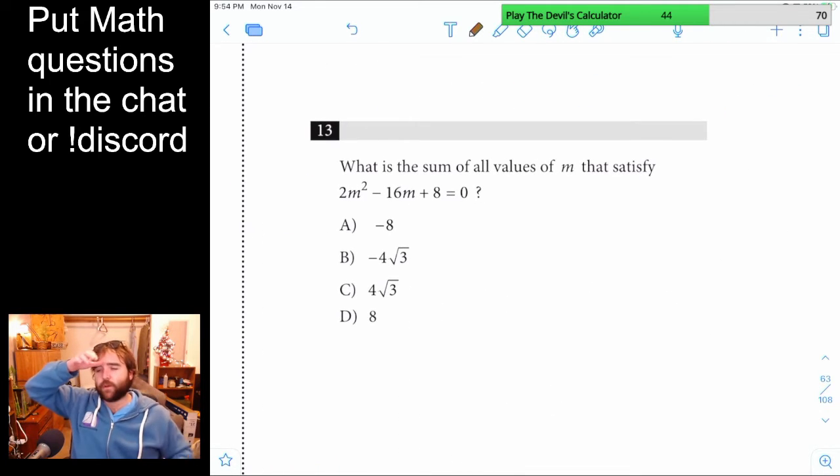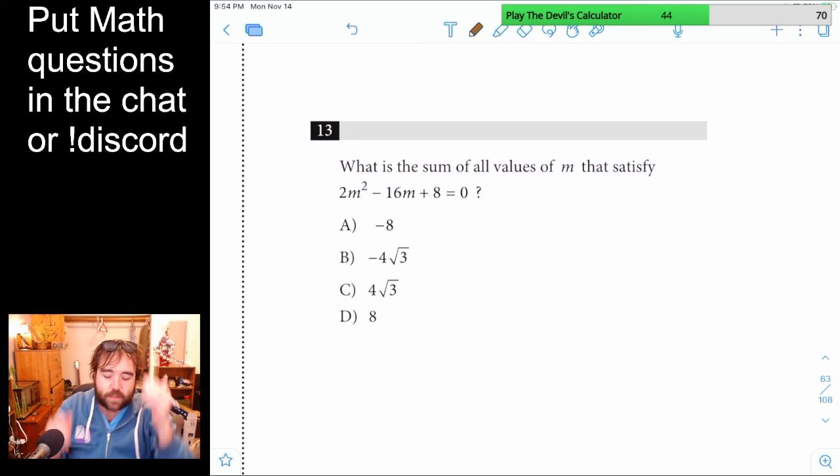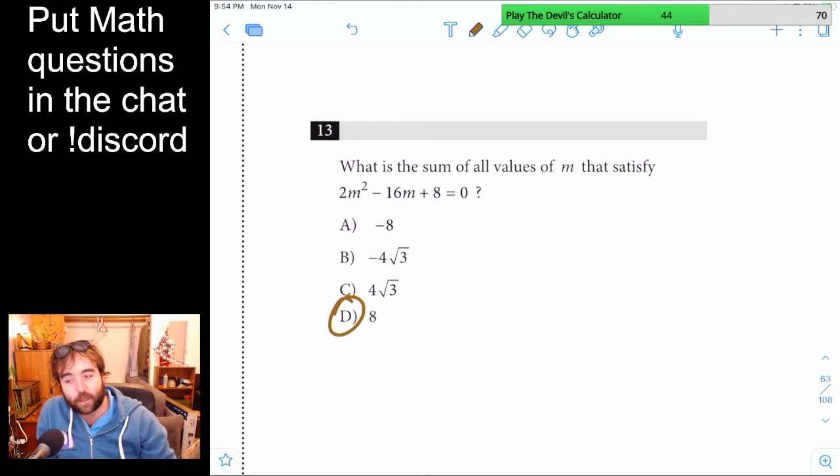So this is a good one. What is the sum of all the values of m? So I'll tell you right now, there's a shortcut that lets me tell you right away that the answer is 8 without doing any math at all. Do you know that shortcut? I know that shortcut. So what is the shortcut?